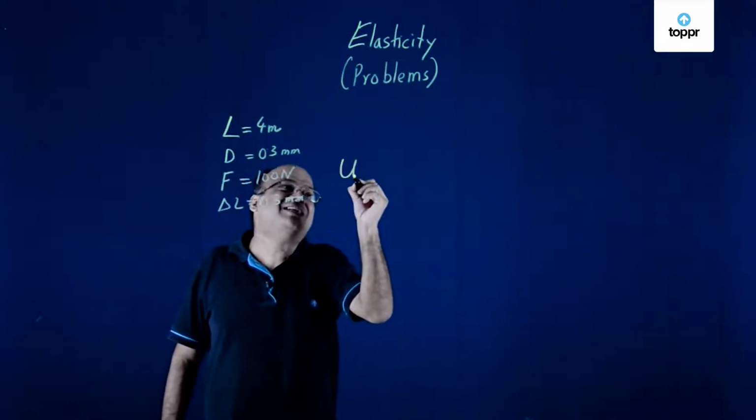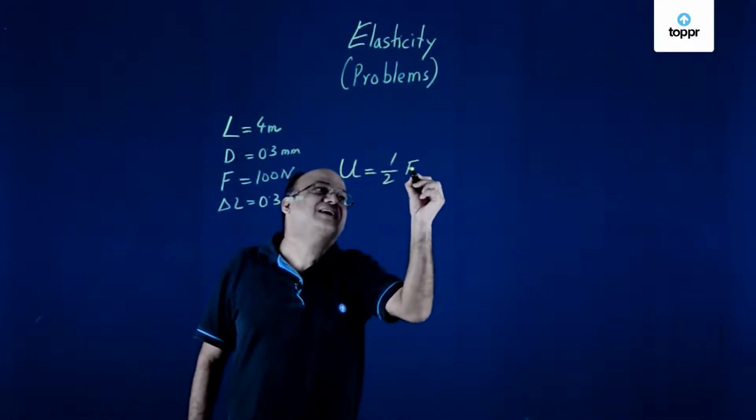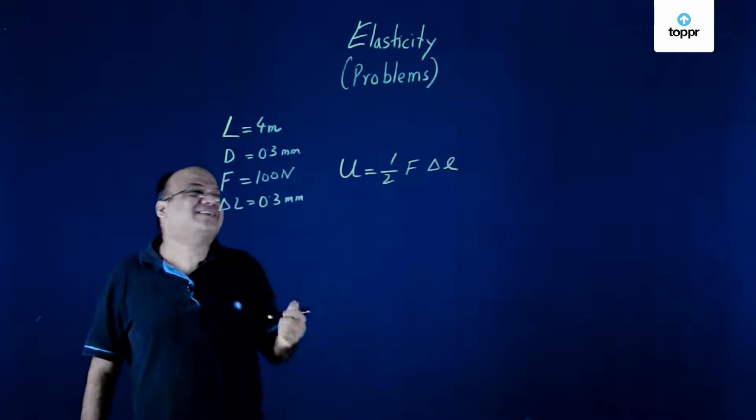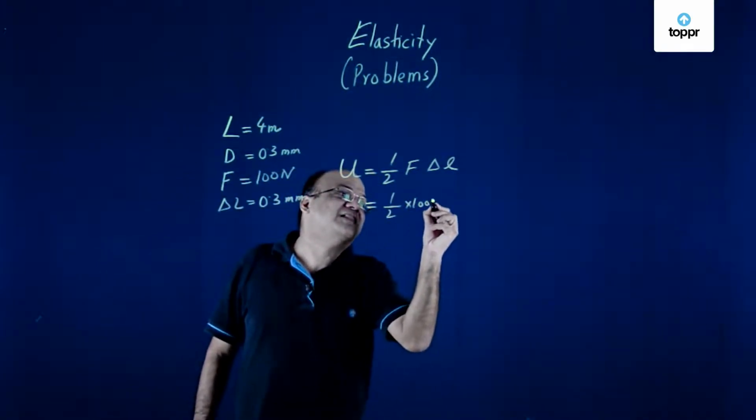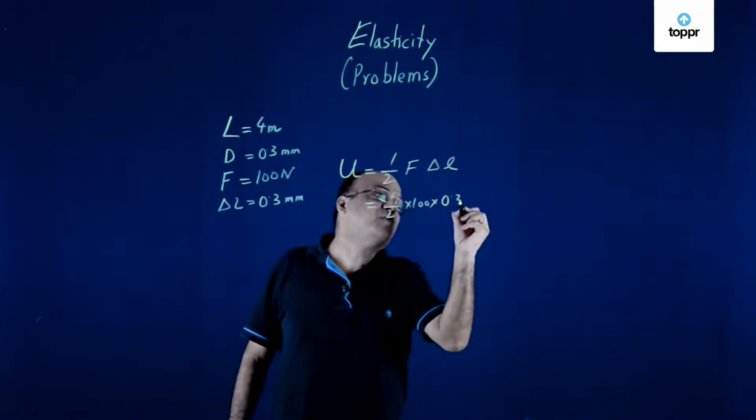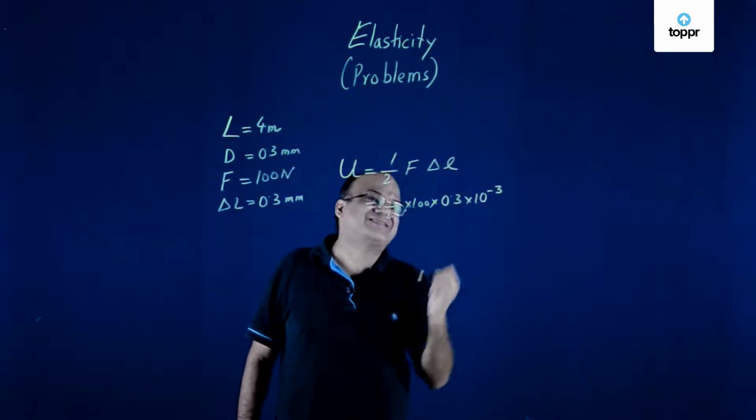Simple. Potential energy is simply given by half F delta L. That's all. Nothing else is required. So half the force is 100 newtons, and the change in length is 0.3 mm. So 0.3 mm is 0.3 into 10 to the power minus 3 meters.